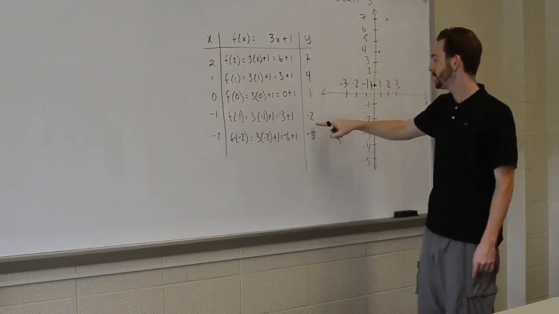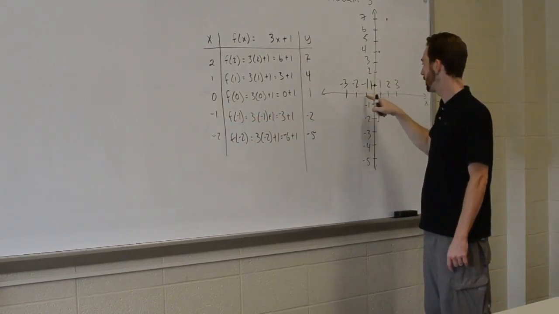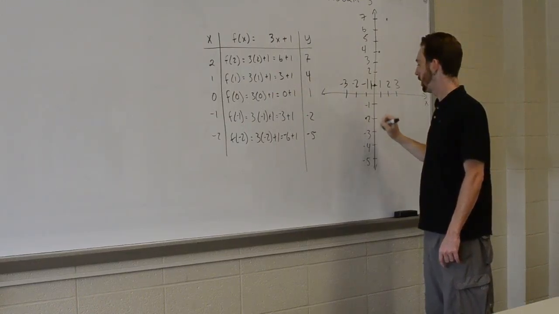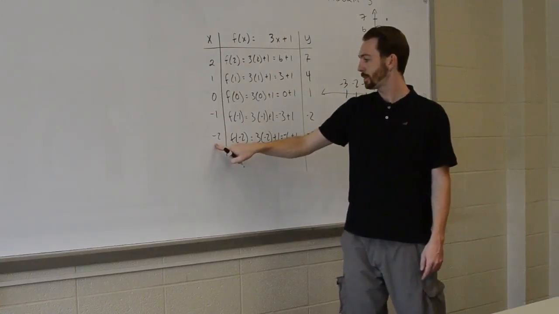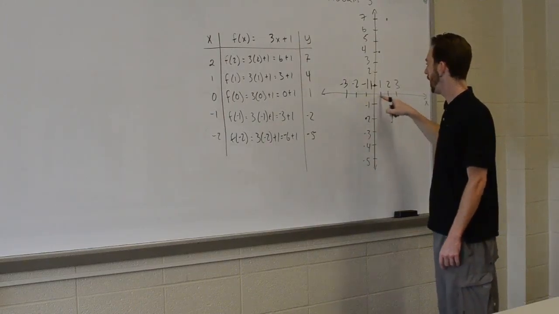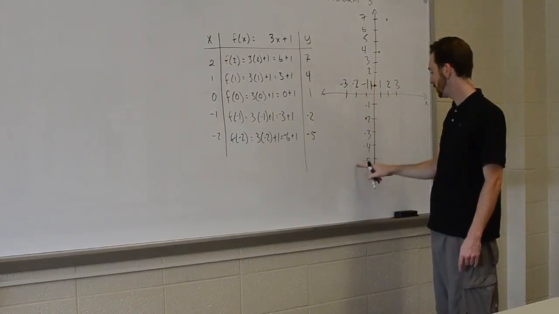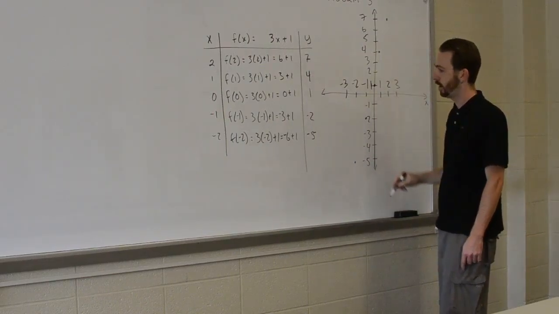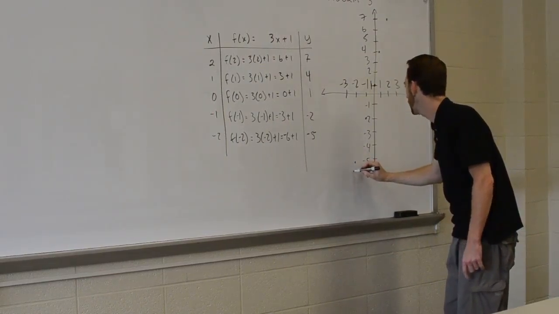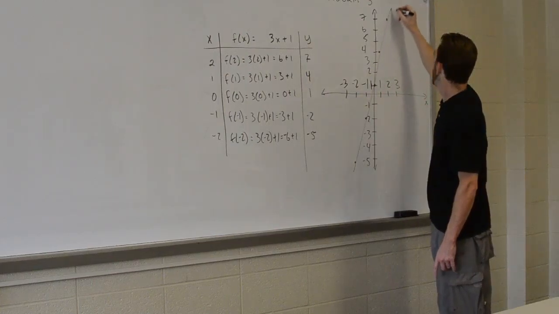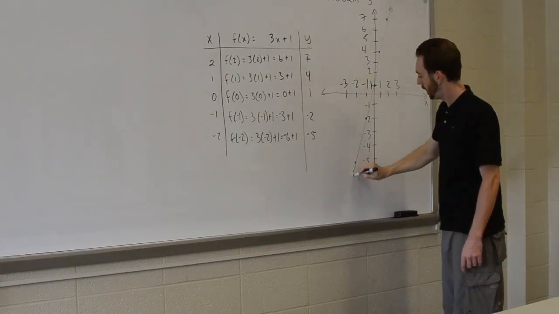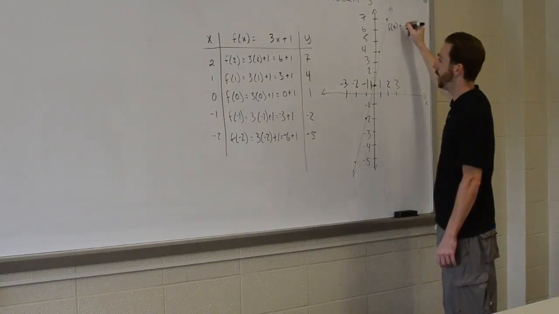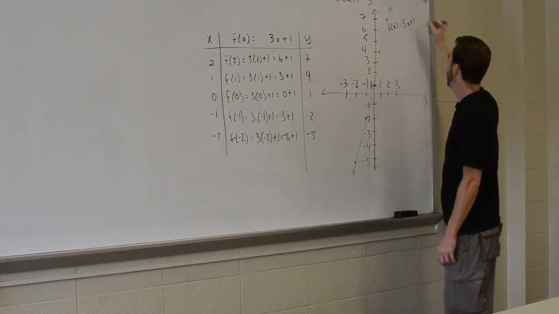Fourth point is negative 1, negative 2. So we read out to negative 1, we read down to negative 2. That's the fourth point. And the last point is negative 2, negative 5. So we find negative 2 on the x-axis, we read down to negative 5 on the y-axis, and those are our 5 points. We can then connect these dots, and we end up with a straight line, which represents the function f of x equals 3x plus 1.